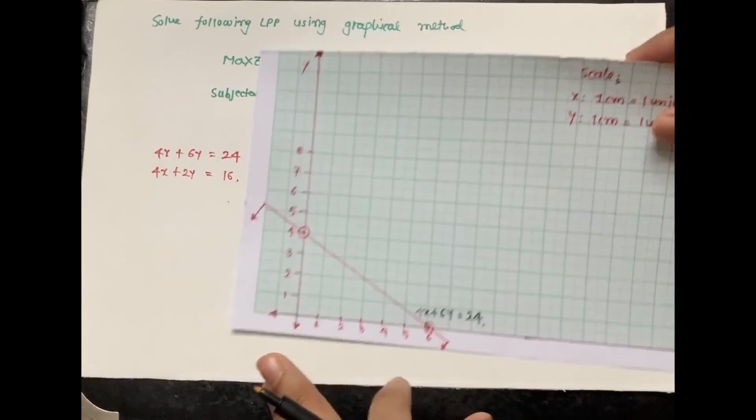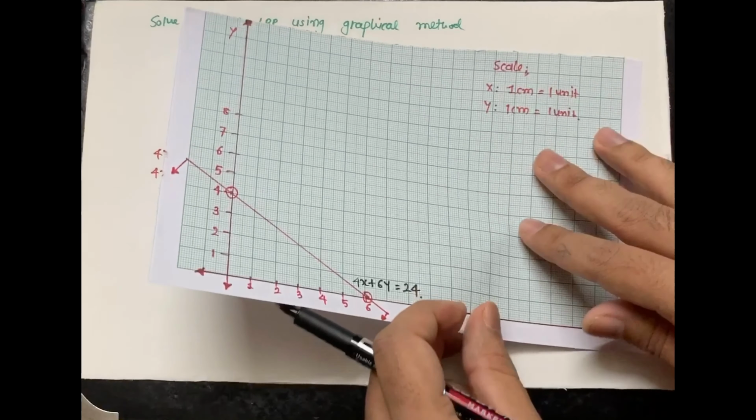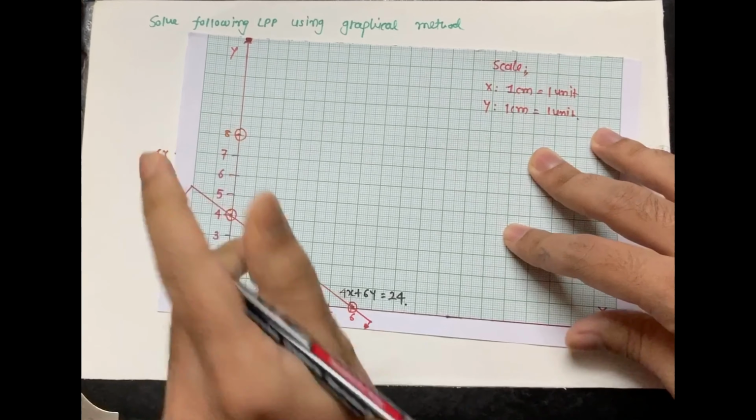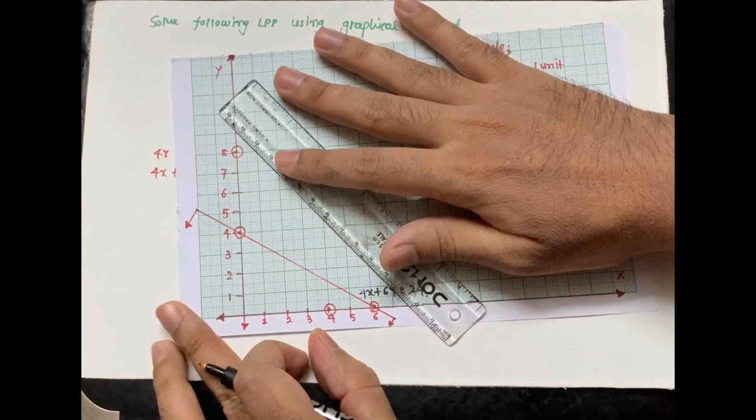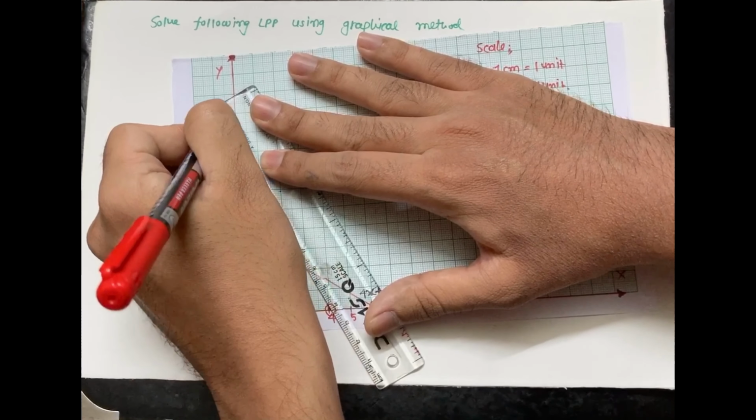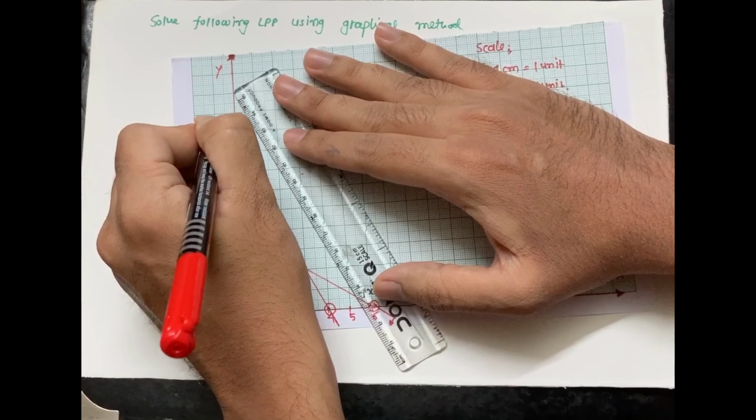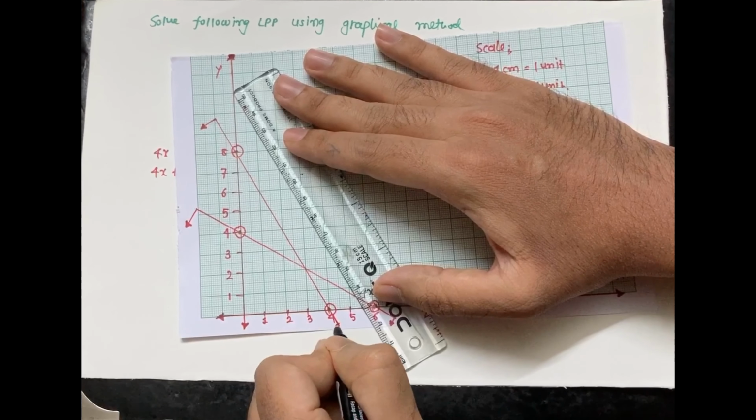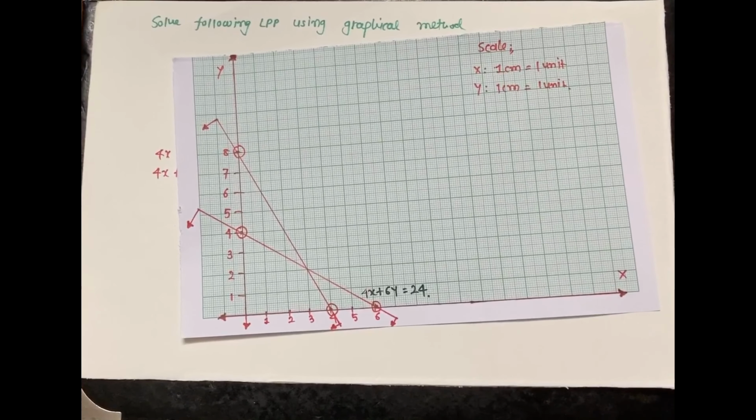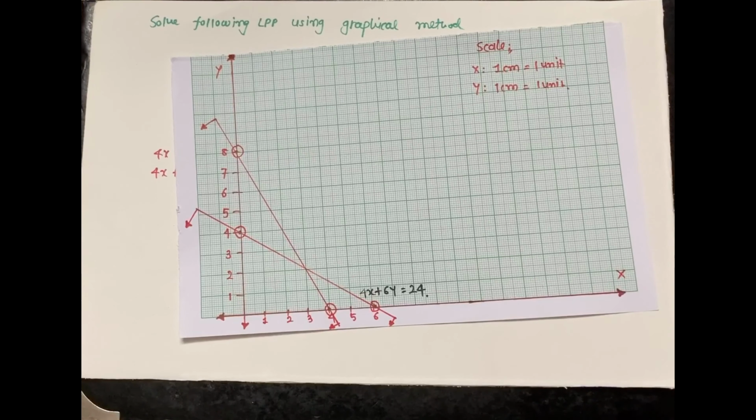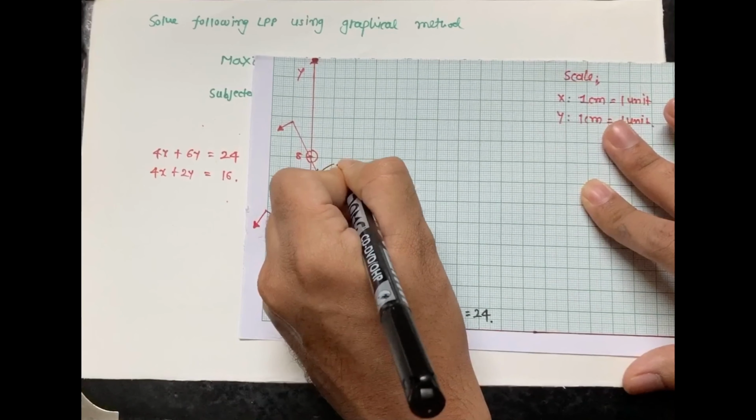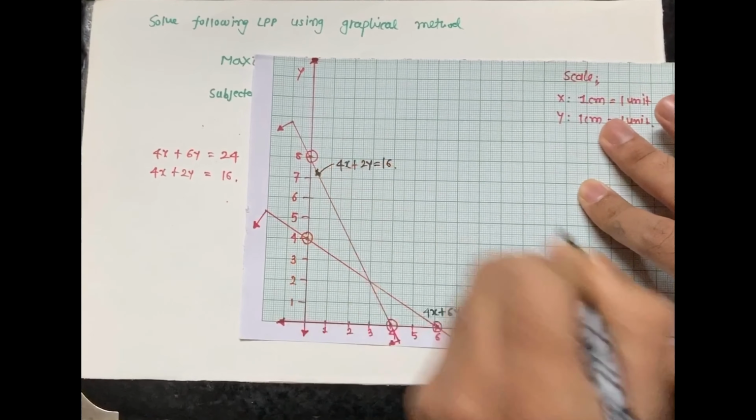For the second line, what are the coordinates? 4, 0 and 0, 8. Connecting these two dots. Again, the inequality is of less than or equals to type, hence the arrows are in a downward direction. This line is 4x plus 2y equals 16.